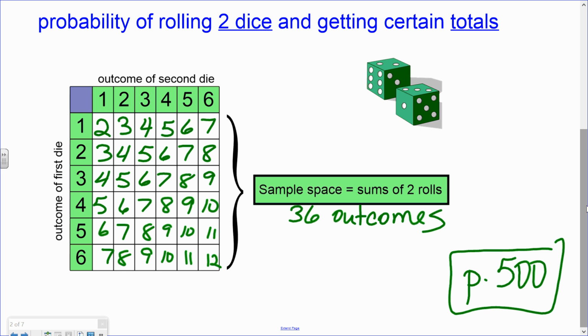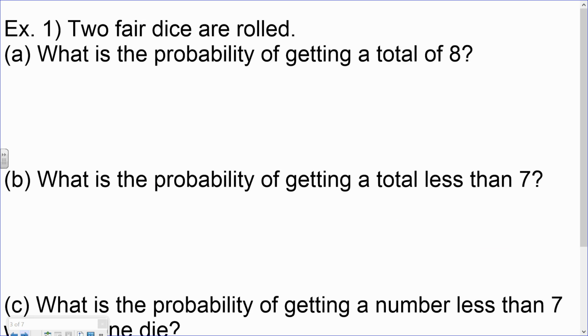So pretty easy review so far, as are some of these problems. So let's go through. 2 fair dice are rolled. What is the probability of getting a total of 8? So you guys told me there are how many total possible outcomes? So our denominator is going to be 36. How many 8s did you write in your table? So there were 5 different ways of getting an 8. This is the notation that we use. P of whatever it is that we're looking for, the probability of an 8, is 5 out of 36.